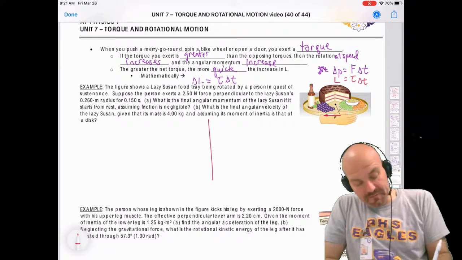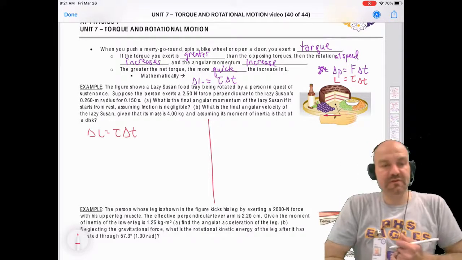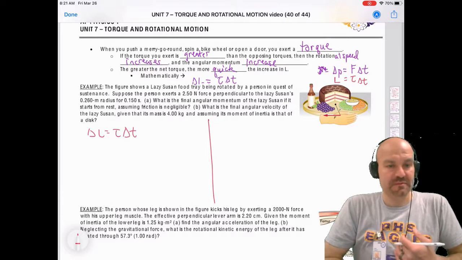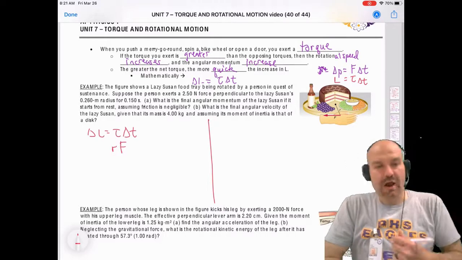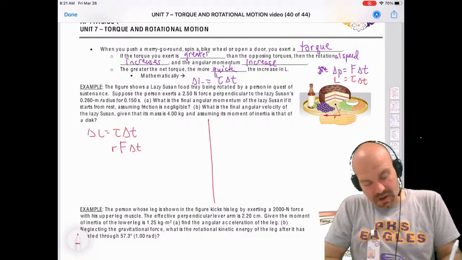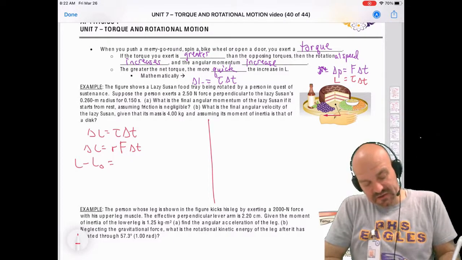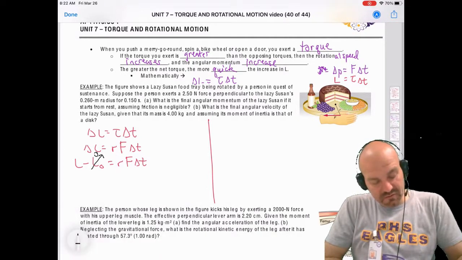Okay, so for the first part of the question, we're going to use our rotational equivalent of the impulse-momentum theorem. So the change in angular momentum is equal to torque times delta t. Well, how do we find torque? It's r F, right? So r F delta t is going to equal the change in angular momentum, which is L minus L0. But they tell us that it starts from rest, so L0 will be 0.